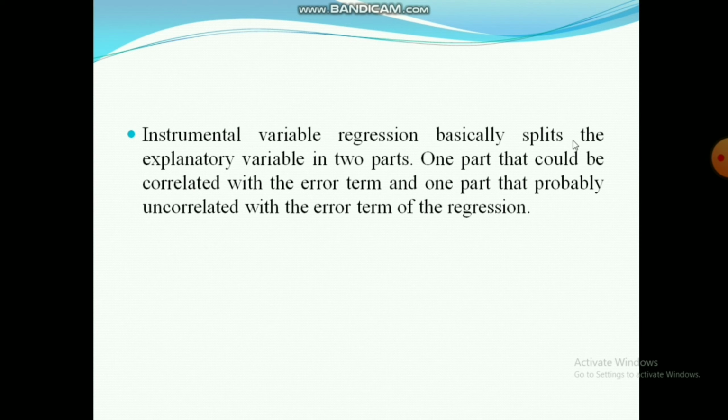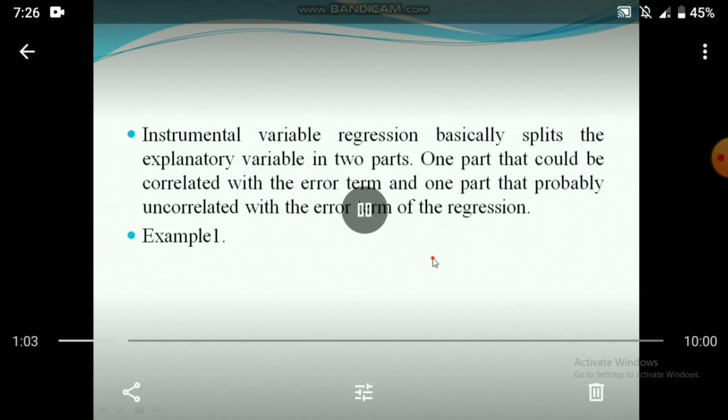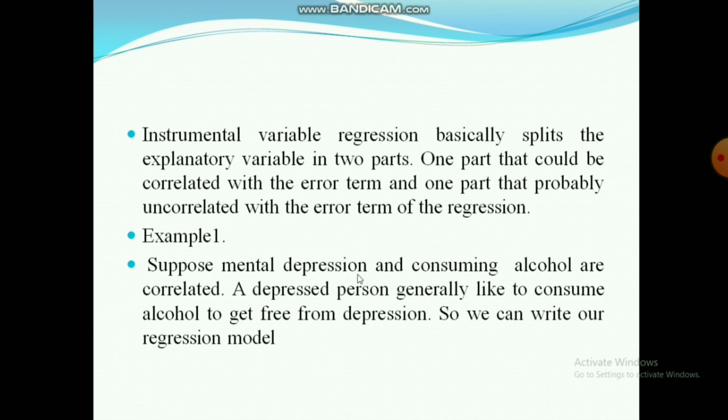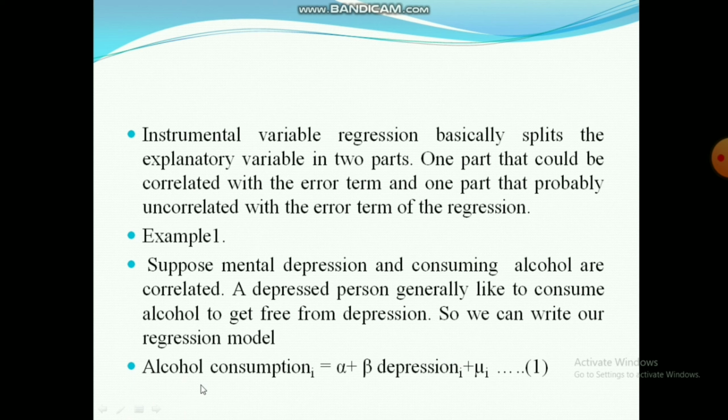Instrumental variable regression basically splits the explanatory variable into two parts: one part that could be correlated with the error term, and another part that is probably uncorrelated with the error term of the regression. Giving one example, suppose mental depression and consumption of alcohol are correlated. A depressed person generally likes to consume alcohol to get free from depression. So we can write our regression model like this: alcohol consumption equals alpha plus beta depression plus u_i.